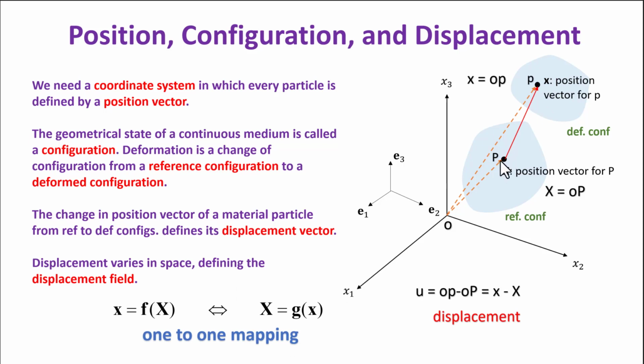Every material particle moves to a new position, and there is a one-to-one correspondence between lowercase x and capital X. There is a one-to-one relationship, and this relationship can be written as a function. So little x is a function of capital X, or in reverse, capital X is a function of lowercase x.